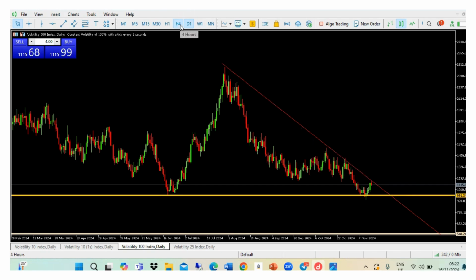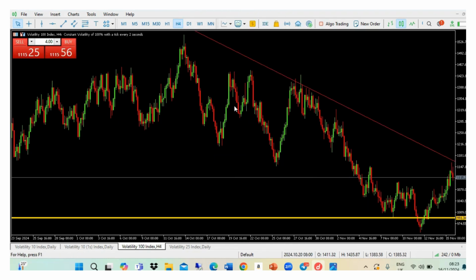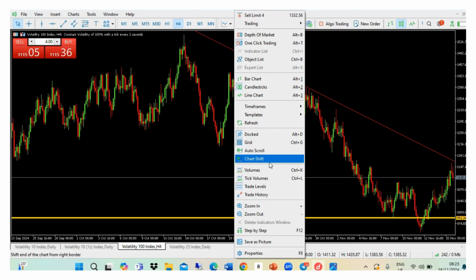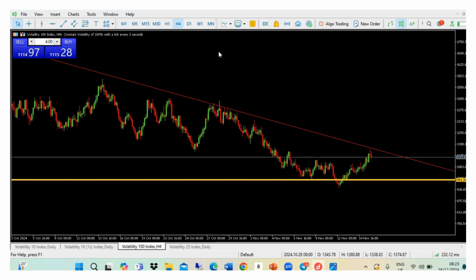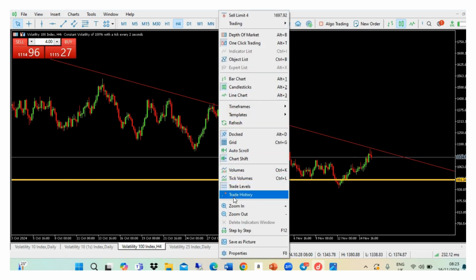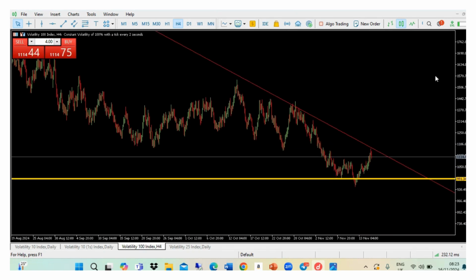Let's break it down to the 4 hours time frame. All right, even with the 4 hours time frame, you see that price has actually touched the zone. Look at here. So if you had sold here, you would have made some money. Let me go back to the 1 hour time frame.